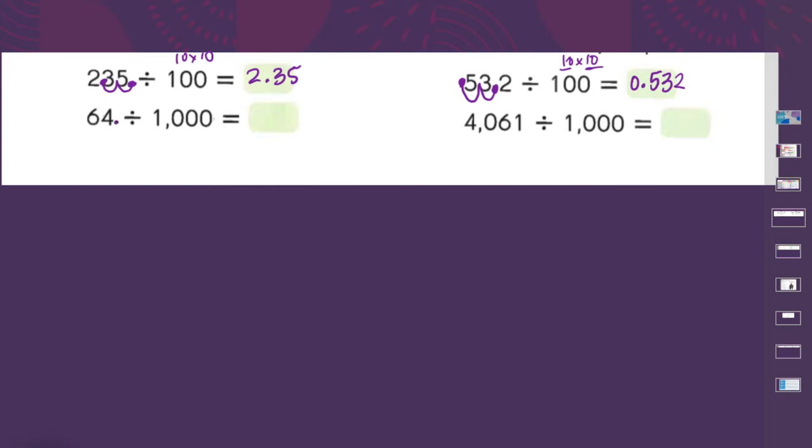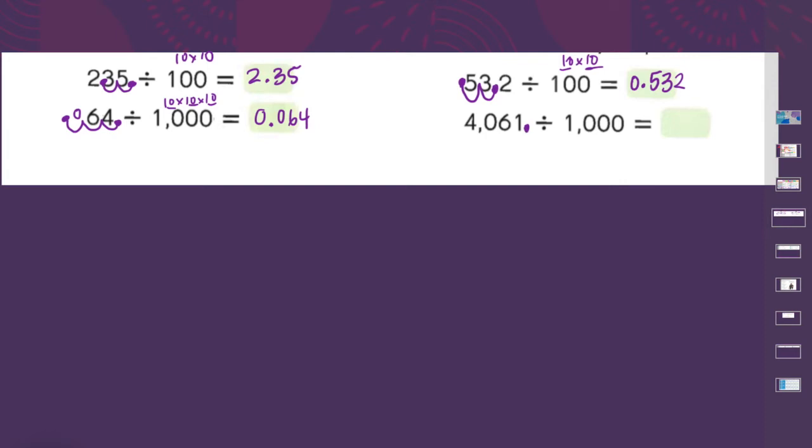64 divided by 1,000. My decimal point is after the 4. And I know that 10 times 10 times 10 is 1,000. So I'm going to be moving my decimal point 3 places to the left. 1, 2, 3. Plant my decimal point, fill in with a 0. So my quotient would be 0.064. And on the last one, 4,061 divided by 1,000.